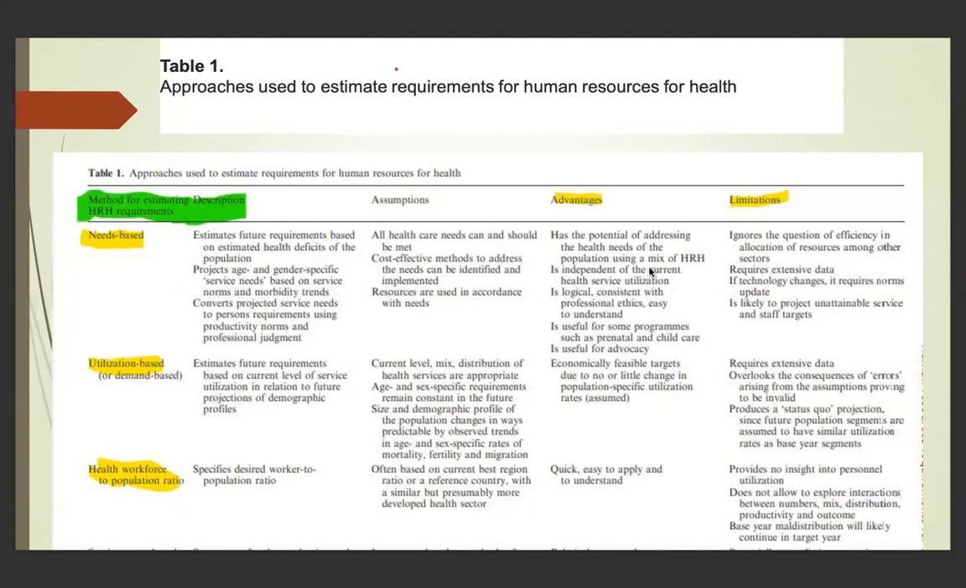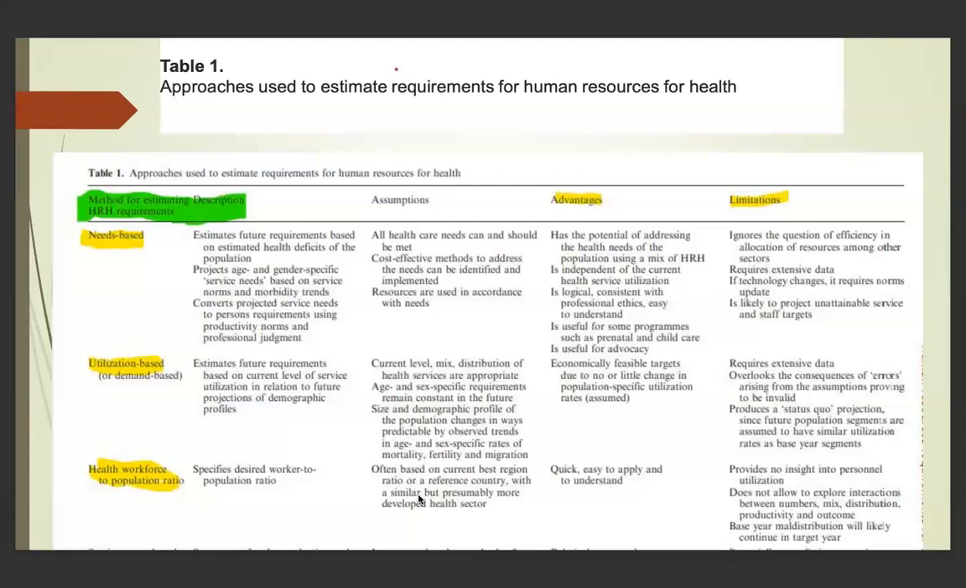So the next one is the utilization-based or the demand-based. It estimates future requirements based on current level of service utilization in relation to future projections of demographic profiles. The advantage of this approach is economically feasible targets due to no or little change in population-specific utilization rates. The limitations: it requires extensive data, overlooks the consequence of errors arising from the assumption proving to be valid, and produces a status quo projection since future population segments are assumed to have similar utilization rates as base year segments.